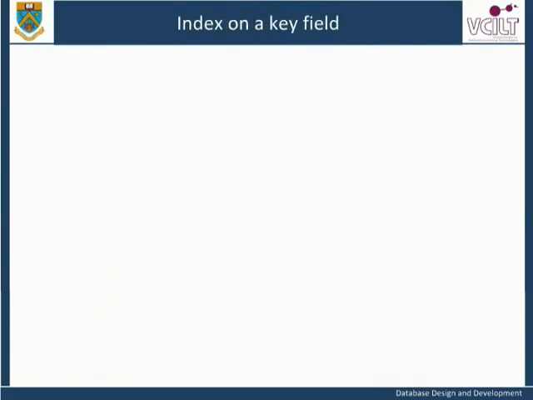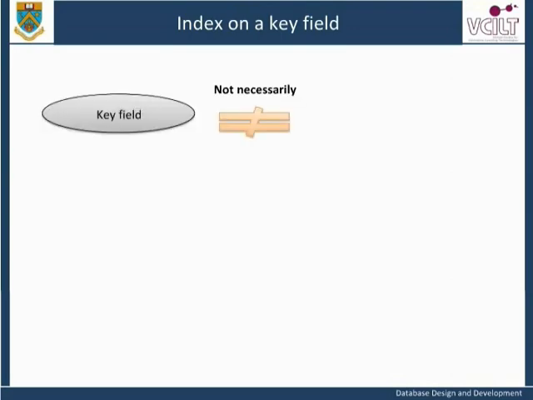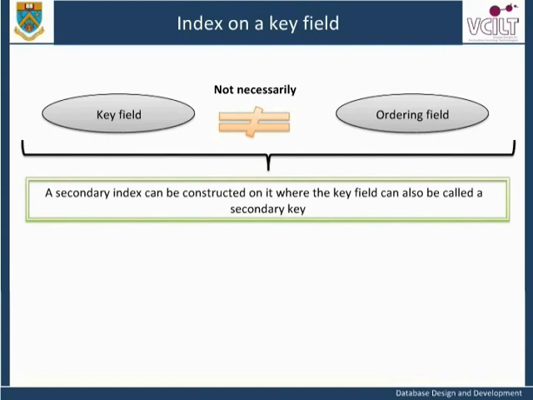Index on a key field. Before we proceed, it must be emphasized that a key field is not necessarily an ordering field. In the case of a clustering index, the index is built on a non-key ordering field. When the key field is not the ordering field, a secondary index can be constructed on it, where the key field can also be called a secondary key, in contrast to a primary key, where the key field is used to build a primary index.